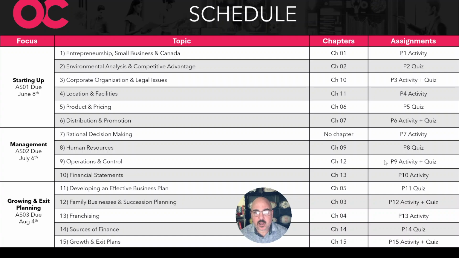Each part in Moodle will have the assignment. It'll give you the instructions and the assignment in Moodle. We'll have a look at that in a second. But basically, you have to read these chapters to connect to these different parts. We can see over here, for each different focus area, we have an assignment. So for the starting up one, we've got AS01, the assignment number 1, June 8th. Assignment 2 is July 6th, and assignment 3 is due August 4th.